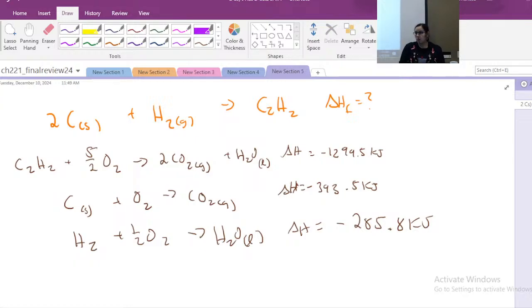So what are we thinking for this one? Have we managed to add them up yet to give us our desired enthalpy? What if we just look at this one? What do you notice about that one?